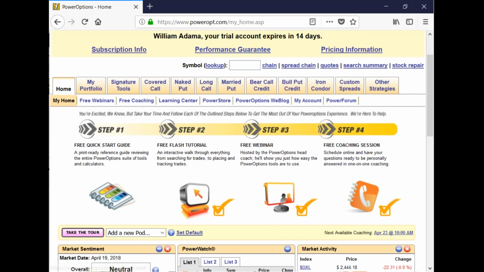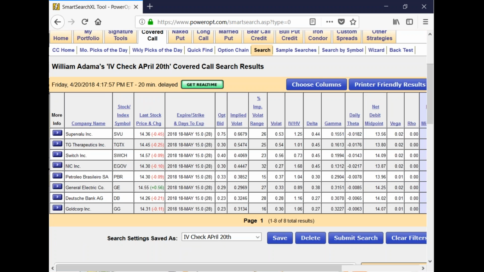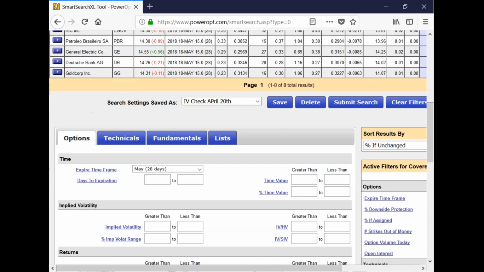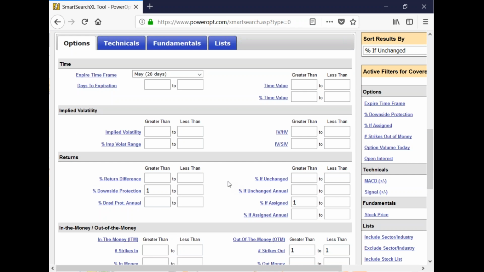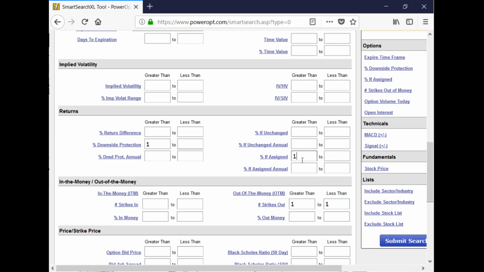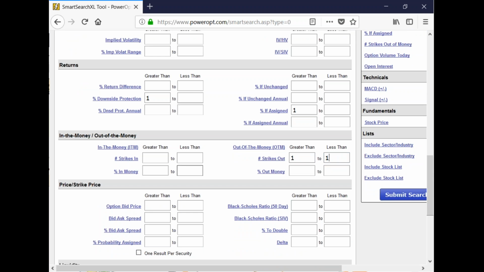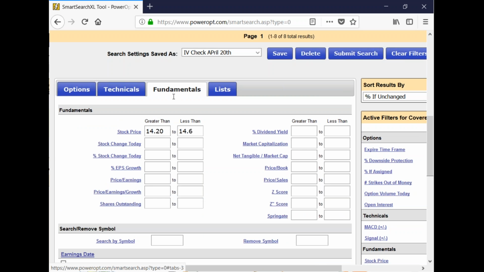Okay, so here we are at the Power Options tools. And I'm going to go into covered call, and let's just go into search. Okay, and this isn't necessarily buying or selling, but it's going to give us the exact comparison we want to see. What I've done here is I've created a pretty basic search, played around with some numbers quickly, but I went out to May so that I'm looking at all 4,400 optionable stocks, indexes, and ETFs rather than just looking for next week. Minimum downside protection, minimum percent if assigned, but I just want the one strike out of the money for stocks that are trading between 1420 and 1460. 4 criteria, very quick to enter.